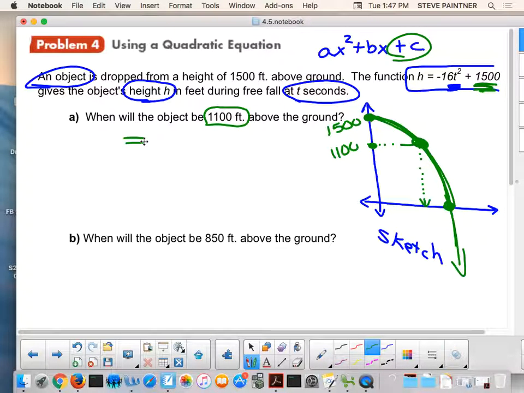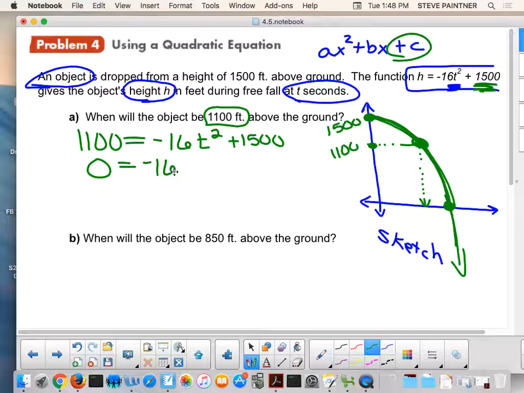It's an equation. H is 1100, thank you. I'm going to replace the height of the ball with where I want it to be. I want it to be at 1100 equals negative 16t squared plus 1,500, right? Now what? Put it in standard form, which means get 0 over here, guys. Okay, how do I get 1,100 off that side? Minus 1,100, which would get you 400.